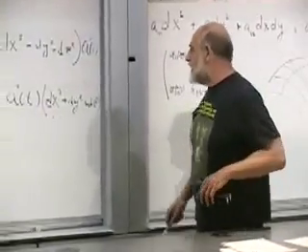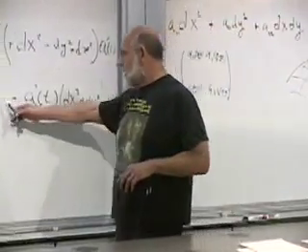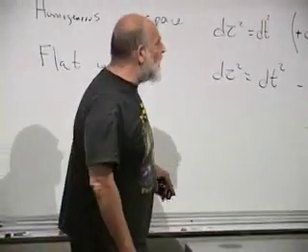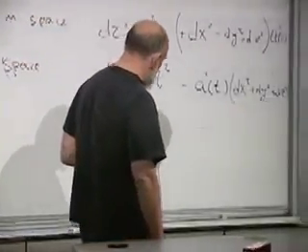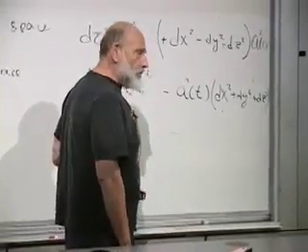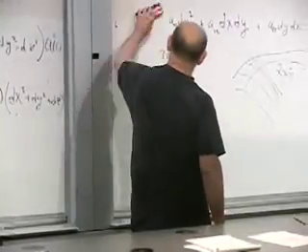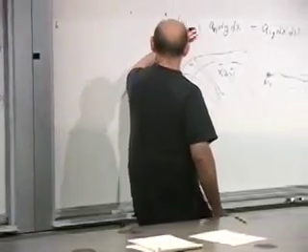This is the basic setup for essentially all of observational cosmology, that the universe is described by a metric which looks like this. All right, so let me first tell you a couple of things about.